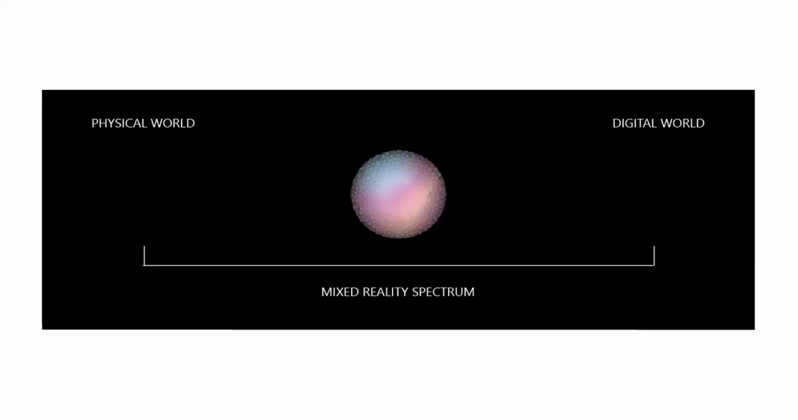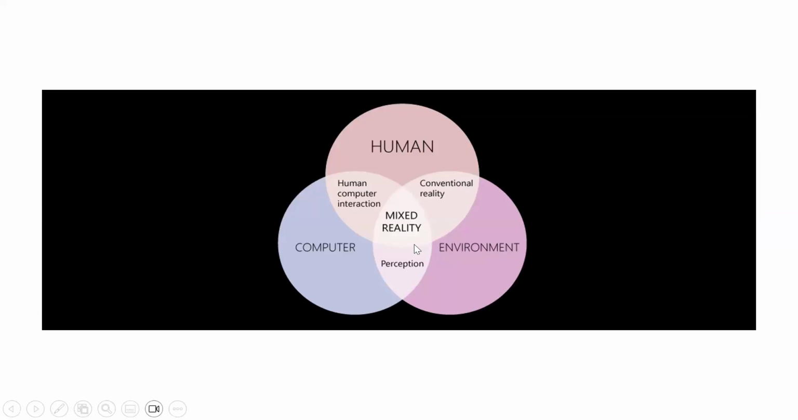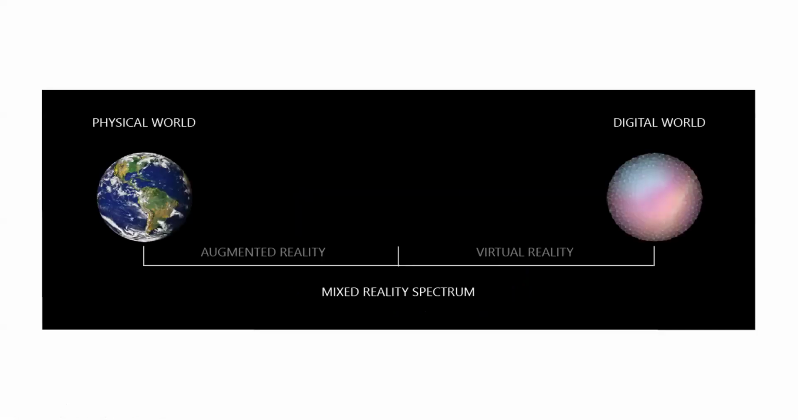Through the mixed reality spectrum, you have your physical world and digital world completely merged together. In mixed reality, you have human, computer and environment. Human and computer interaction is called HCI. Then human and environment is conventional reality, and computer and environment is perception. The combination of all these three makes mixed reality. So physical world projection is augmented reality, virtual world projection is virtual reality, and this is where the mixed reality spectrum lies.